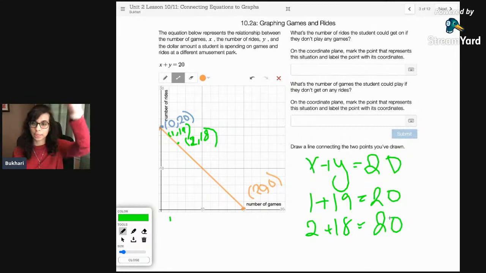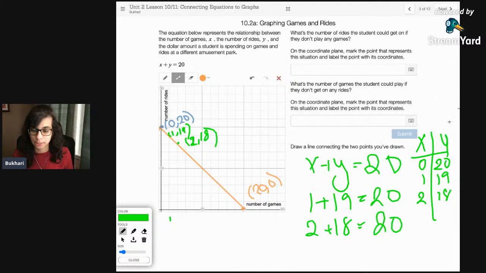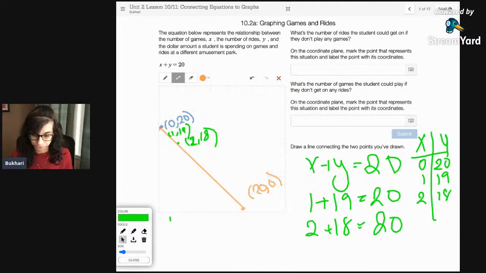So each time I increase my number of games, I'm decreasing my number of rides that I can go on. And if you're ever stuck, you can also create a table, right? XY table. 0 gives me 20, 1 gives me 19, 2 gives me 18. A table is a perfect way to see how to graph your equation.